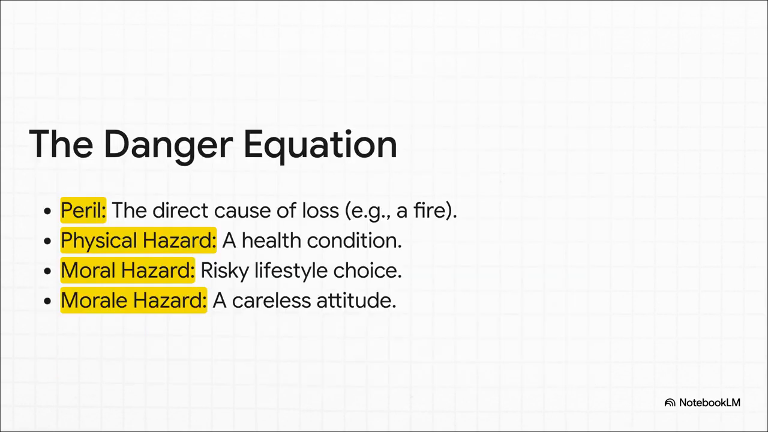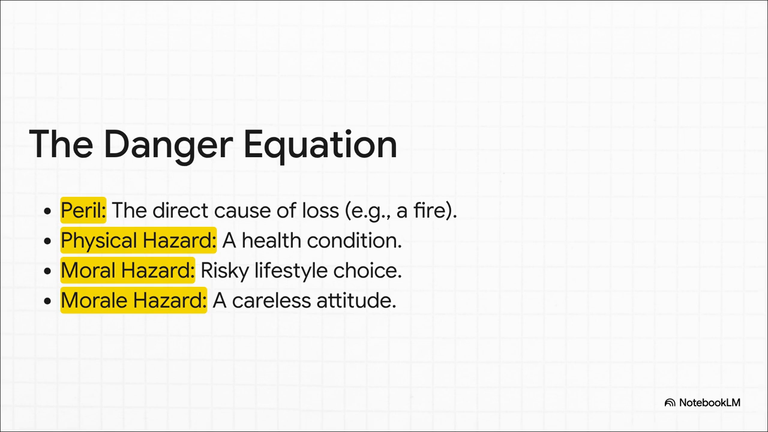Okay, let's look at the danger equation. A peril is the thing that actually causes the loss, like a fire or an illness. Now, a hazard is anything that makes that peril more likely to happen. And you've got to know the three types. A physical hazard is a physical condition, like having a heart defect. A moral hazard is about a person's character or habits, like being a known liar. And a morale hazard is just a careless attitude, that who cares, I'm insured mindset.